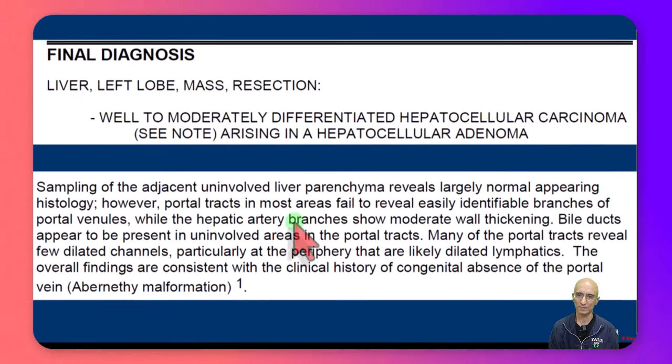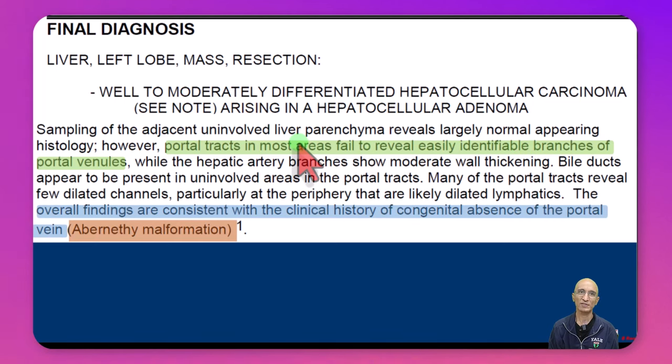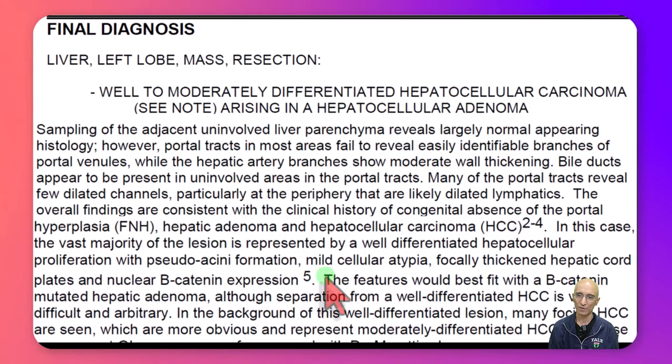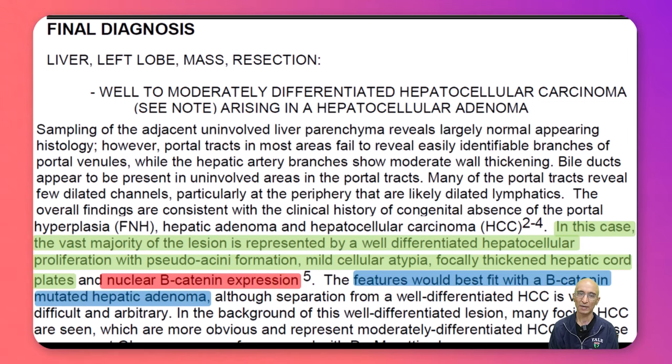hepatocellular adenoma. So on sampling, they found that the portal tracts were not easily identifiable in the left lobe of liver. Overall findings were consistent with congenital absence of portal vein, i.e. Abernethy malformation. On further analysis, they concluded that most of the lesions was well differentiated hepatocellular proliferation with pseudoacinar formation, mild cellular atypia, focally thickened hepatic cord plates, and nuclear beta-catenin expression was positive. So these features were consistent with beta-catenin mutated hepatic adenoma. As we saw in the research paper, they are at risk of malignant degeneration.